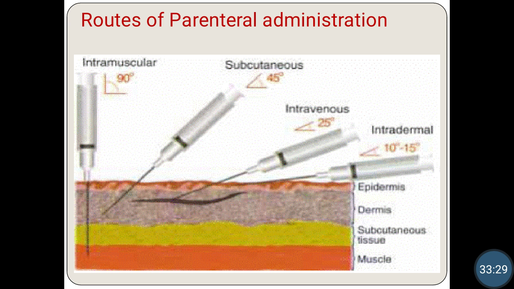See here the different layers of skin, that is epidermis, dermis, subcutaneous tissue and the muscle. So intramuscular injections are given in the muscles. When the injections are given at an angle of 90 degrees to the skin, it reaches the muscle.